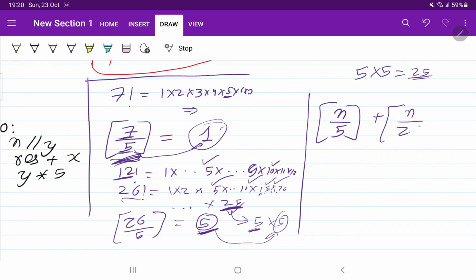So what we will do, we will divide the number by 25 also. Then the next number which contains more than two 5s is 125. Okay, so we will divide the number by 125, and we will do this process until we get the value of the term as 0. Okay, now let us see whether our approach is correct or not.